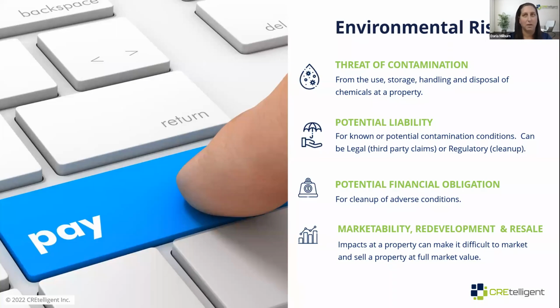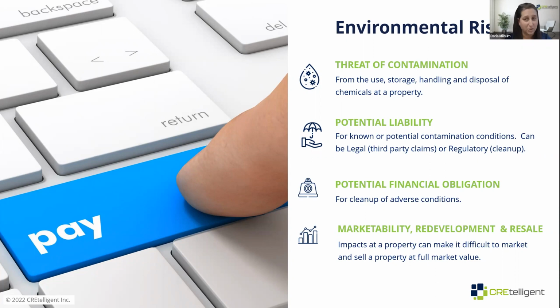So the one thing that's brought us all here together today is environmental risk. And what is that? Environmental risk is essentially the threat of contamination at a real estate property, not necessarily commercial, it could be residential, but the threat of contamination from the use, storage, handling, or disposal of chemicals at a property. There's potential liability that comes along with that. And so for known or potential conditions, there can be legal or regulatory liability associated with those properties.